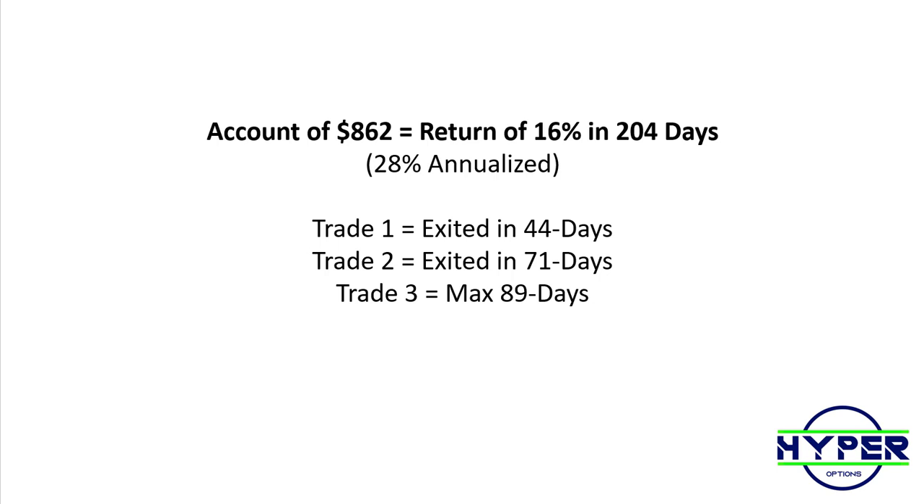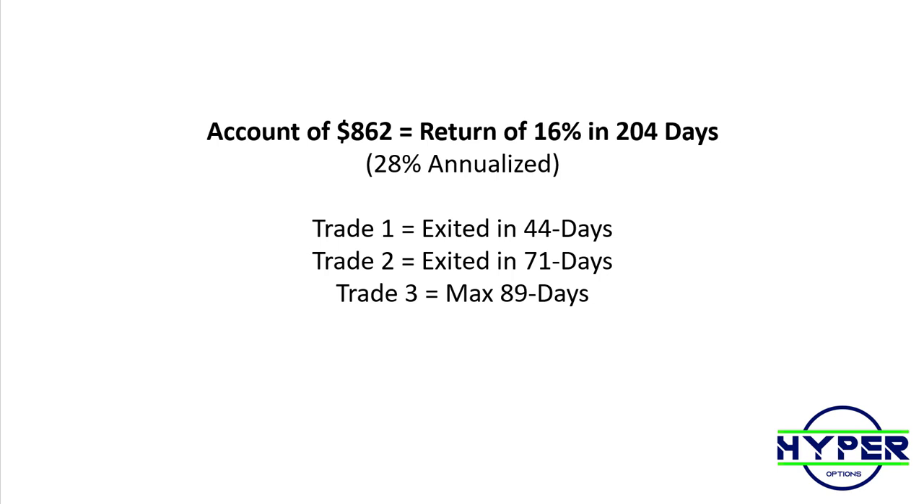So you can do this with a really small account, but more importantly, I want you to see what actually has occurred with these trades, because this is very typical of how I approach this. So let's say I have an account of $862. I've allocated $862 to the first trade. Well, that trade exited with 44 days left. It was a 57-day trade, but with 44 days left, I was able to take the majority of the profit out of that trade.